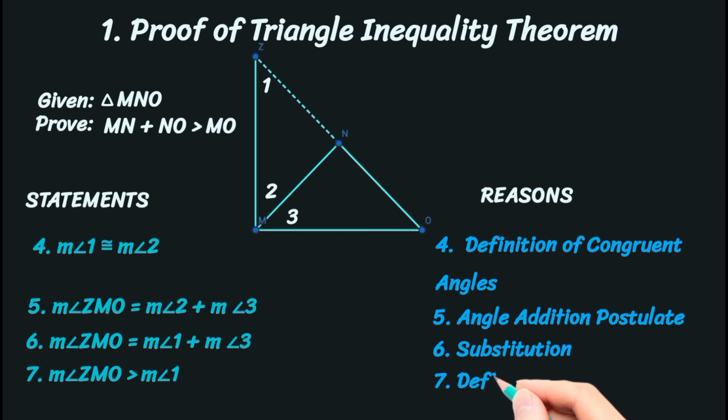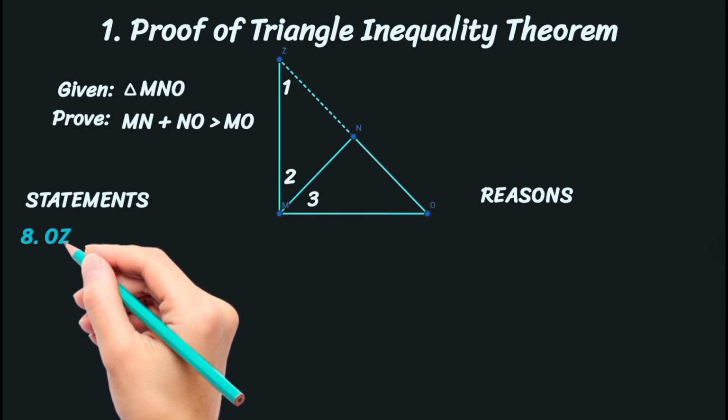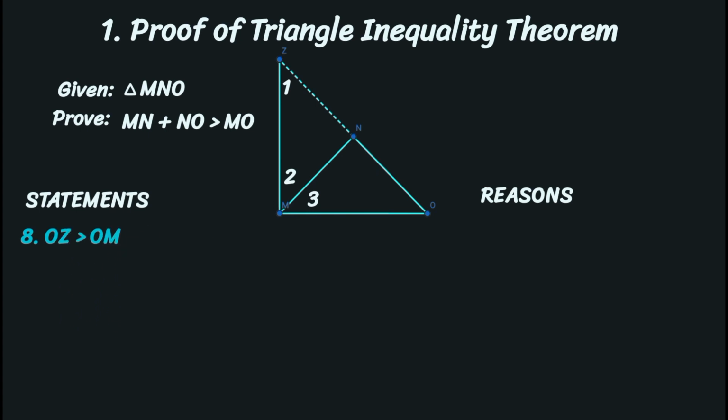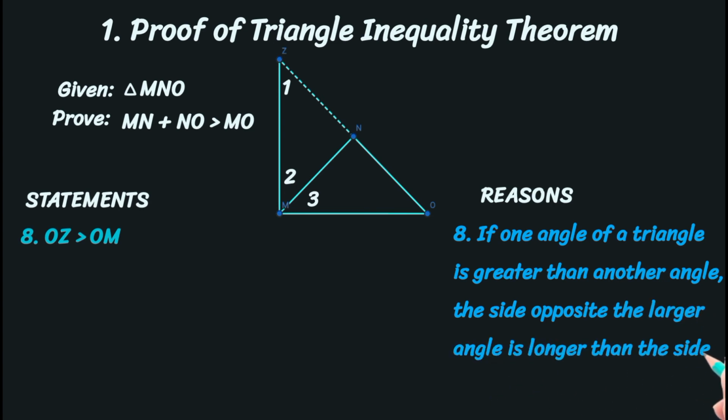In number 7, the measure of angle ZMO is greater than the measure of angle 1. Definition of inequality. We just get the angle 3 in the picture. That's why you could say that it is greater than, because in the first they are equal. Now in number 8, OZ is greater than OM. This can be seen in the illustration. If one angle of a triangle is greater than another angle, the side opposite the larger angle is longer than the side opposite the smaller angle.